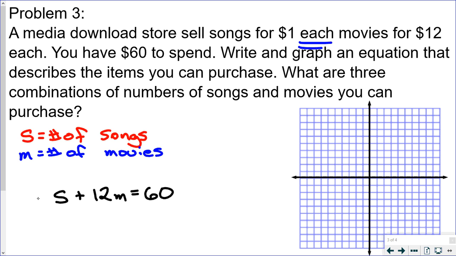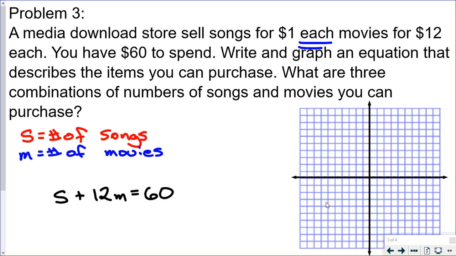So the number of songs plus 12 times the number of movies equals $60. And again, there's no coefficient on the S, no number in front of it, because it was a 1. If songs were $2 each, it'd be 2S. So that's the equation. And now let's graph it. I'm going to pause this one second.